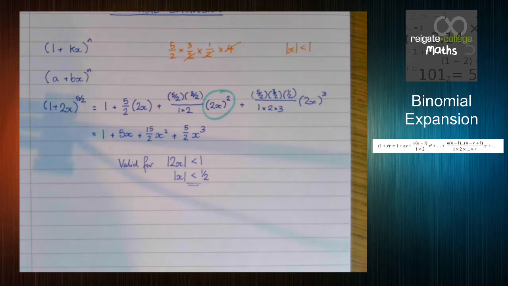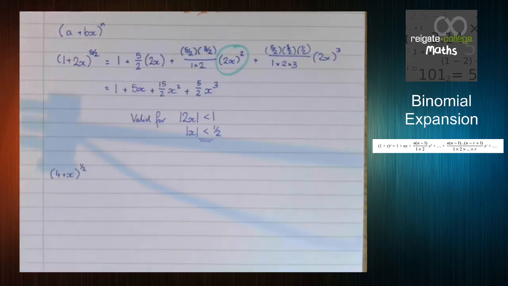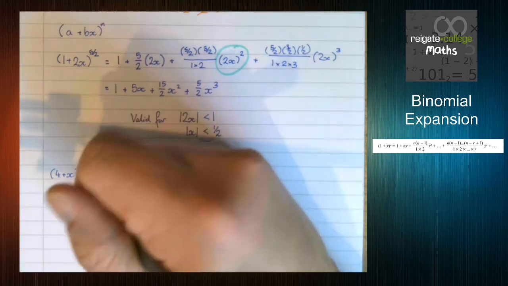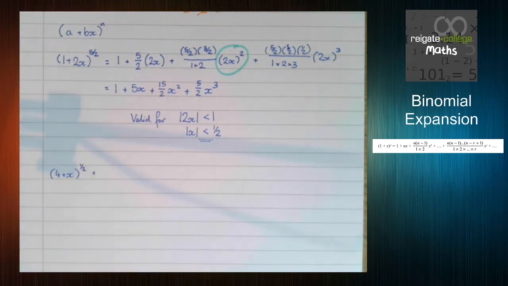The next example, however, does require a little bit more. So the next example we're going to look at is if we're dealing with 4 plus x to the half. The problem with this one is the expansion as it stands is only valid for 1 plus x. So we need a way to change this 4 to a 1. And we do that by taking it outside of the brackets. So this first step I'm going to write down is not required for the working of the exam, but I'm going to write it down to show you what's going on.